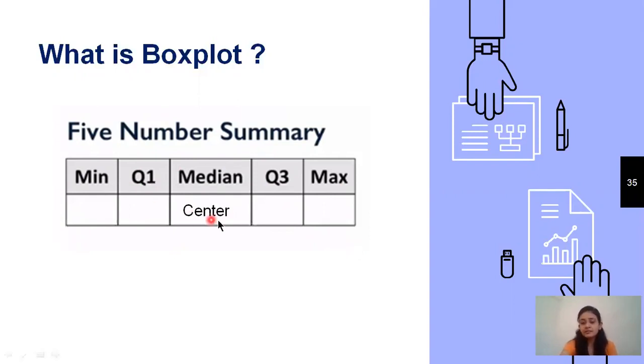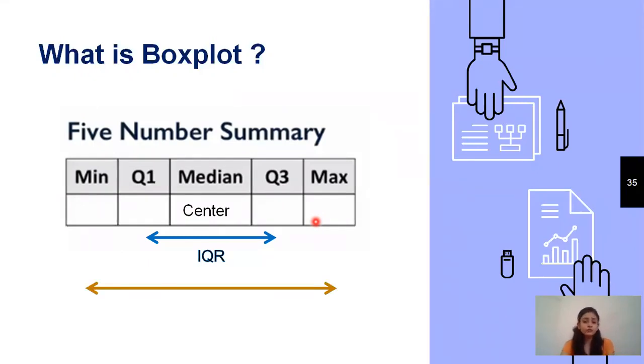What is the median? It is the center of your distribution. Now I have Q1 and Q3, the quartile 1 and quartile 3. The distance between quartile 1 and quartile 3 is called the IQR, the interquartile range. I have already taught you what the IQR is in the previous lectures. If you have not gone through it, or if you do not remember, then go through that lecture and then come back to this lecture again.